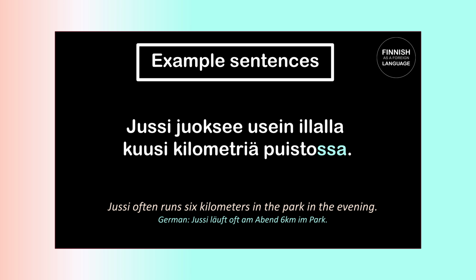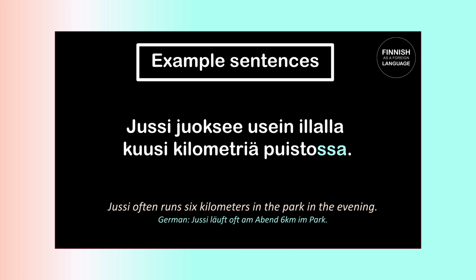Next one. Jussi juoksee usein illalla 6 kilometriä puistossa. Means Jussi often runs in the evening 6 kilometers in the park. So Jussi juoksee means Jussi runs. Juoksee is the third person singular present tense of the verb juosta, which means to run. Usein, often. Illalla means in the evening.